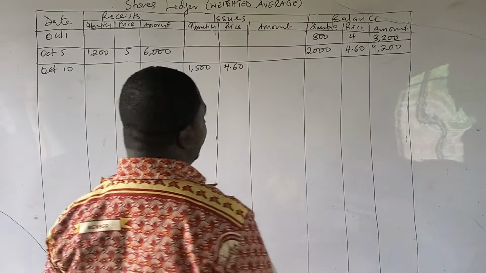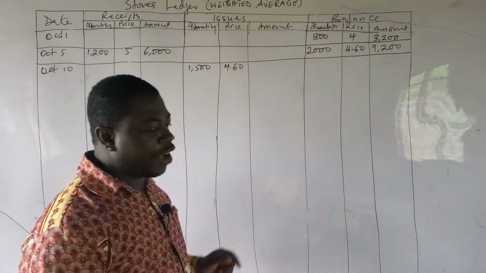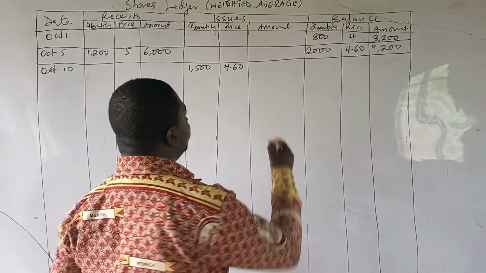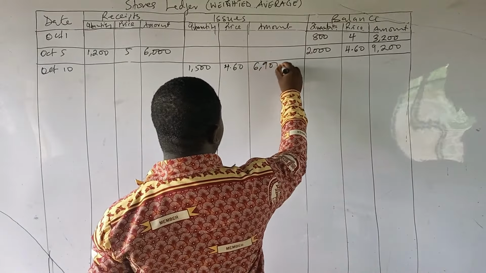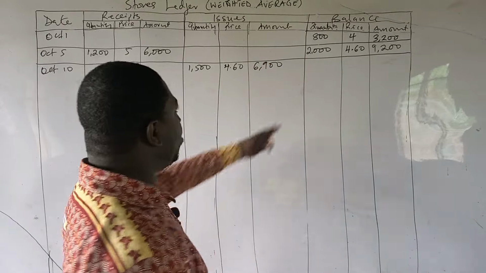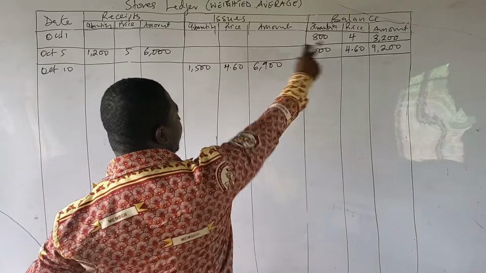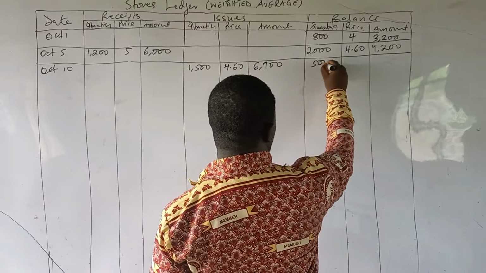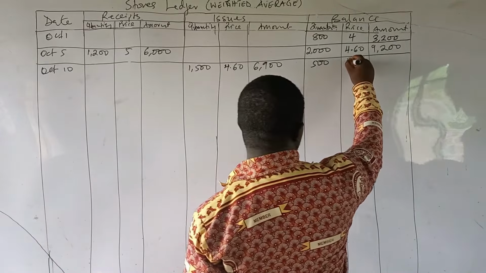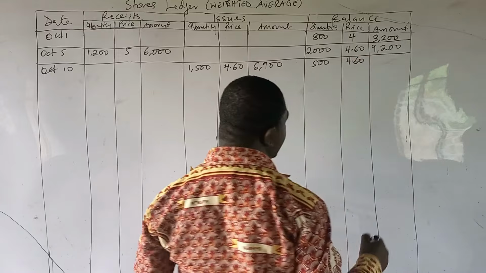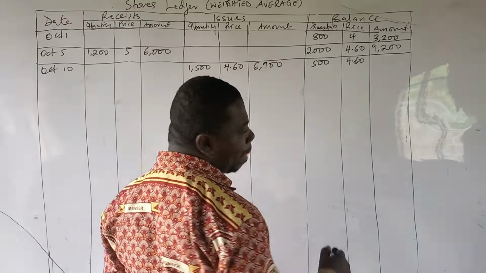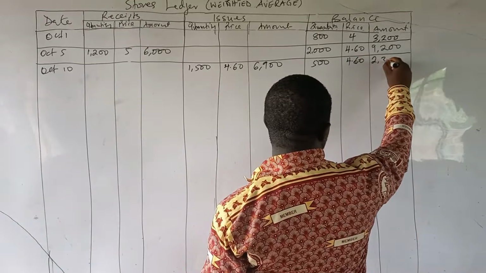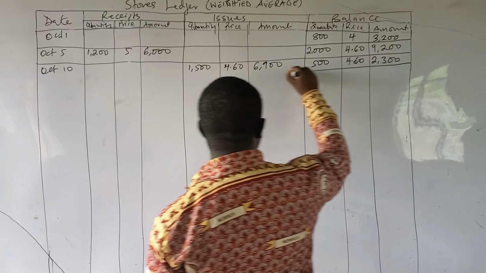So that is 4.6. And when we multiply 1,500 by 4.6, we are going to have 6,900. And so the balance will now be, we take out 1,500 from 2,000, we have 500 units at the same unit price of 4.6. And that is going to give us 2,300 Ghana cedis. Then we are done.